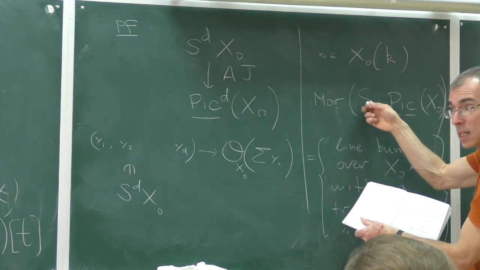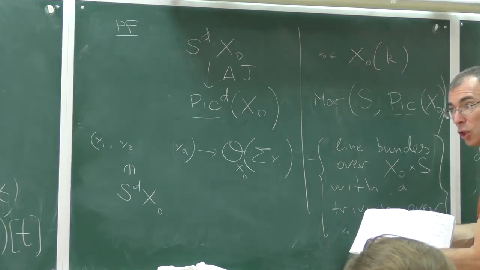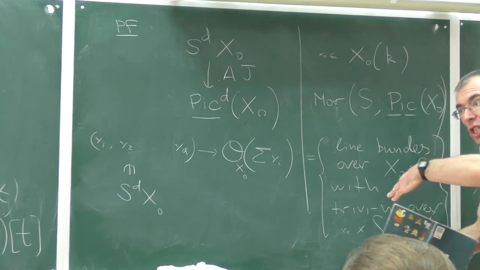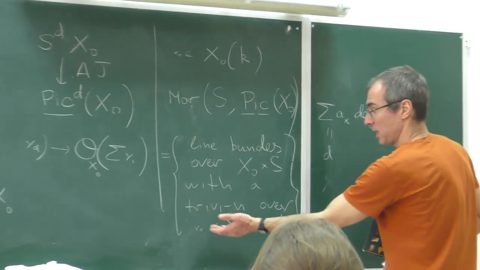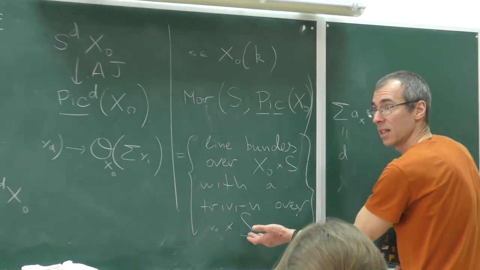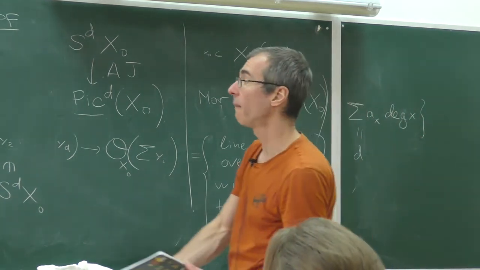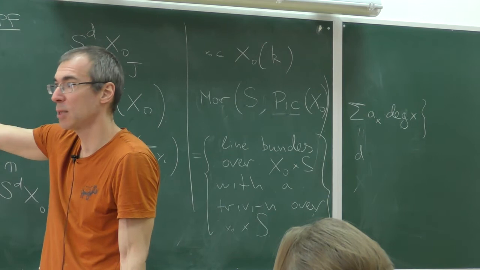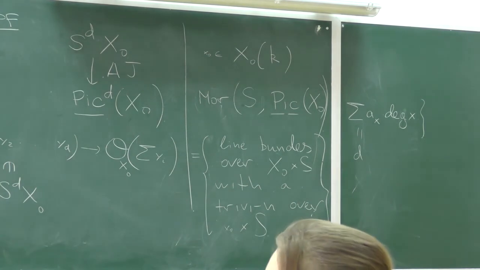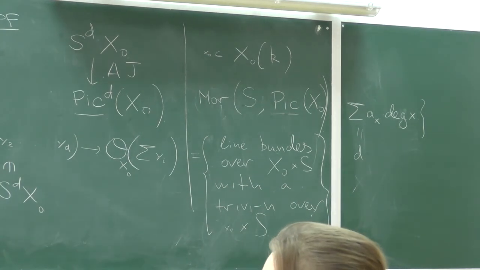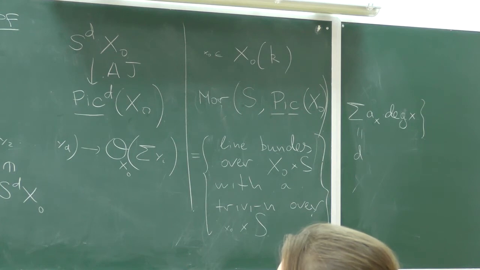But when S is not a point, that changes a lot. You rigidify, first of all, it's no longer true that every line bundle is trivial on x0 times S. Yes. So without this point, you can't even define a functor. And then you can descend. So you can do this, but then k points is no longer the usual Picard group.